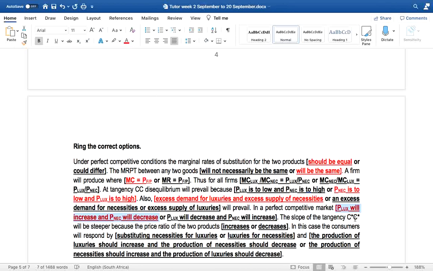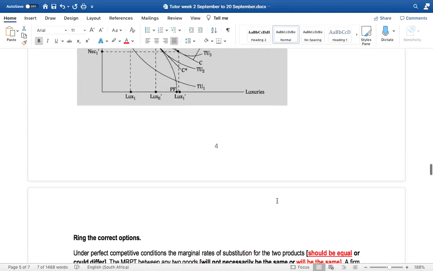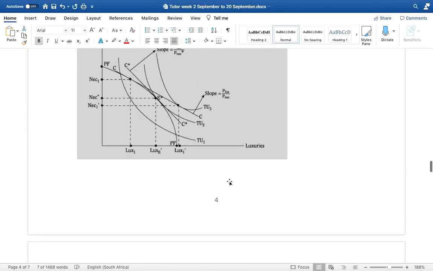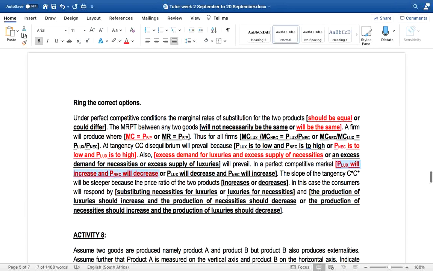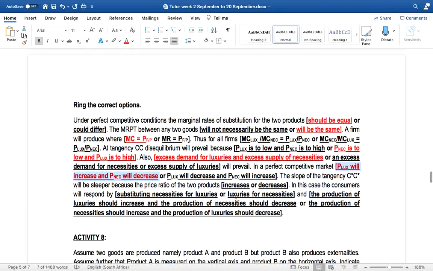The slope of tangency C star C star. Okay, remember we said we're going to increase the price of luxuries and decrease the price of necessities. So the slope of the tangency C star C star will be steeper. Remember our slope is price of luxuries over price of necessities, and if we increase the price of luxuries and decrease the price of necessities, that will increase the ratio.